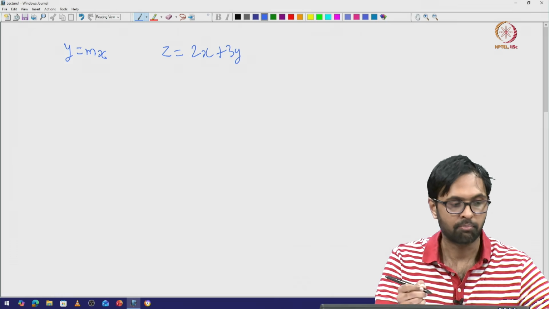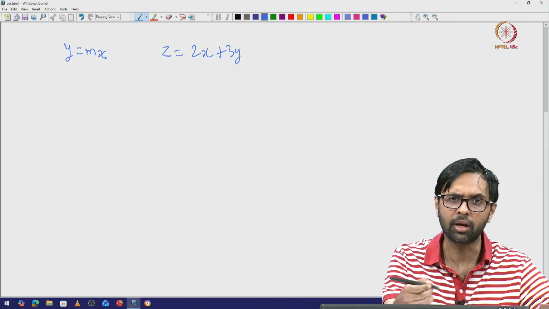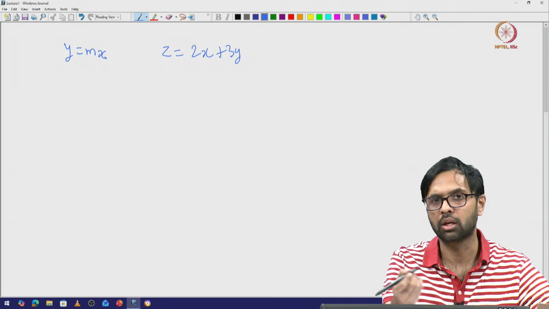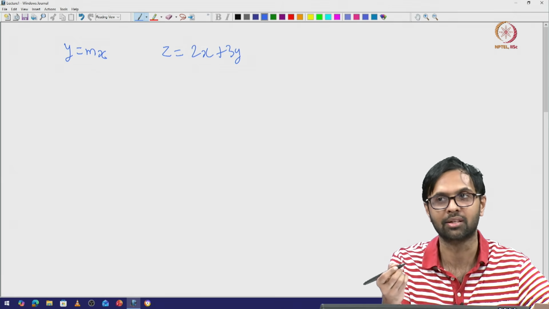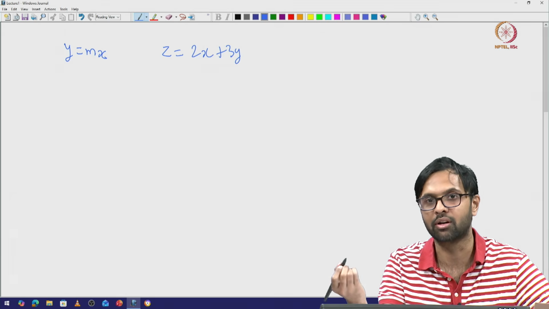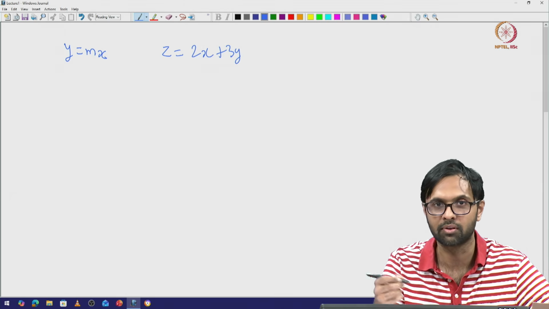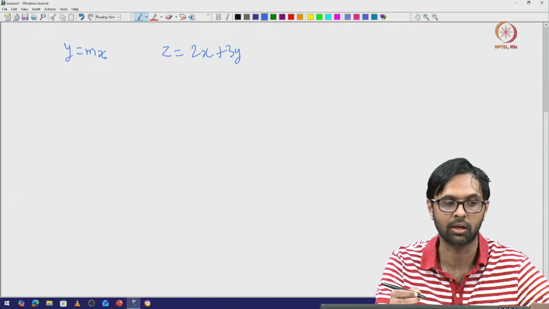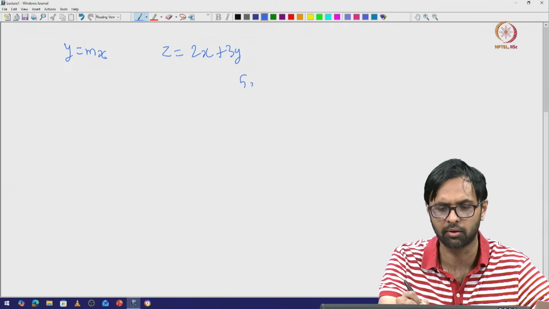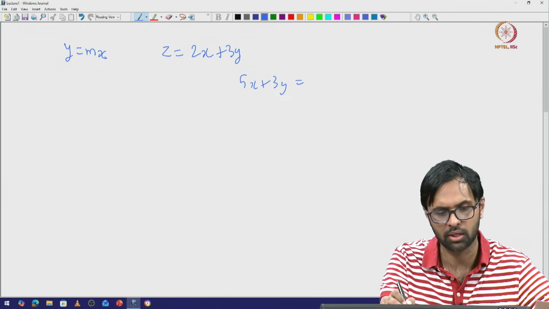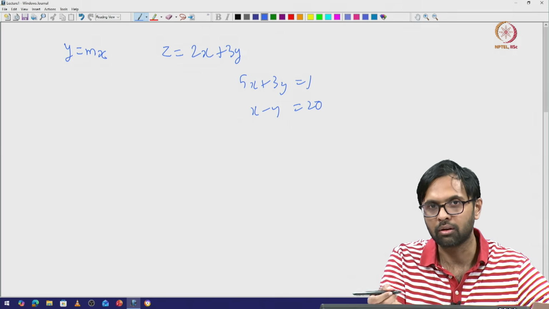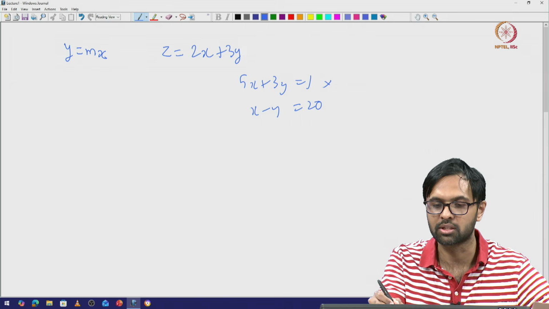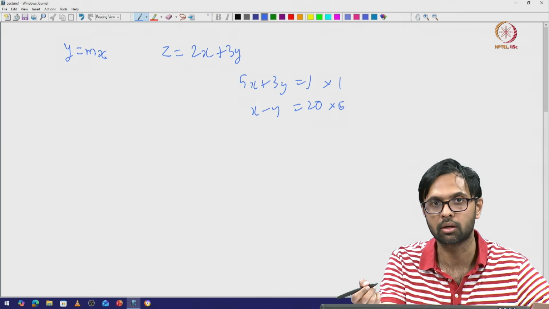Okay, so let's proceed. How did linear algebra originate? You remember word problems in high school, maybe say 5 bananas and 10 apples cost 100 rupees, and 3 bananas and 2 apples 50 rupees or whatever, and find out the cost of each banana, each apple, things like this. For example, things like 5x plus 3y is 1, x minus y is 20 or something. And we know how to solve them by multiplying this by something and this by something else, adding, subtracting, etc.